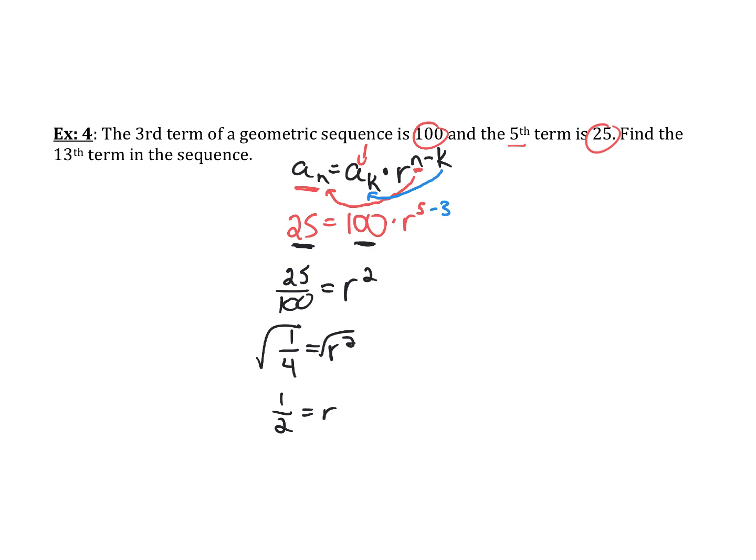So if I wanted to come up with a formula, I now have an r value. I could say in general, a sub n is equal to, and again, I can choose a sample term. I could choose 100 or 25. But since I already used 100 here, why don't I use 100 again? So a sub n equals 100 times 1/2, raised to the n minus the place of the sample term, the place of the 100, which in this case I know to be 3. That, my friends, is my explicit formula.